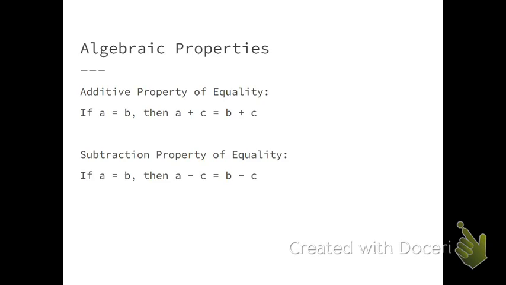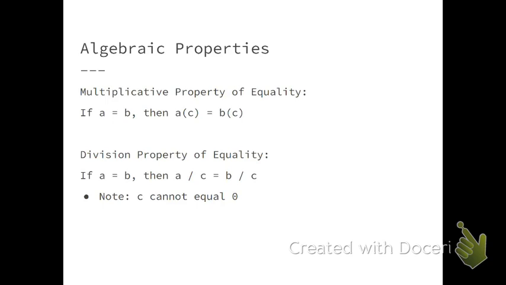And then next up we have our properties that we use for solving. So these are the things that we do to both sides of an equation to keep an equation balanced, but then to start isolating a variable. So for example, we can add the same thing on both sides of an equation and keep the equation balanced. We can subtract the same thing on both sides of an equation and keep the equation balanced. We can multiply the same number on both sides of an equation, and we can divide both sides of an equation by the same number. The only thing you have to be careful about with the division one is you can't divide by 0. Remember, division by 0 is undefined.